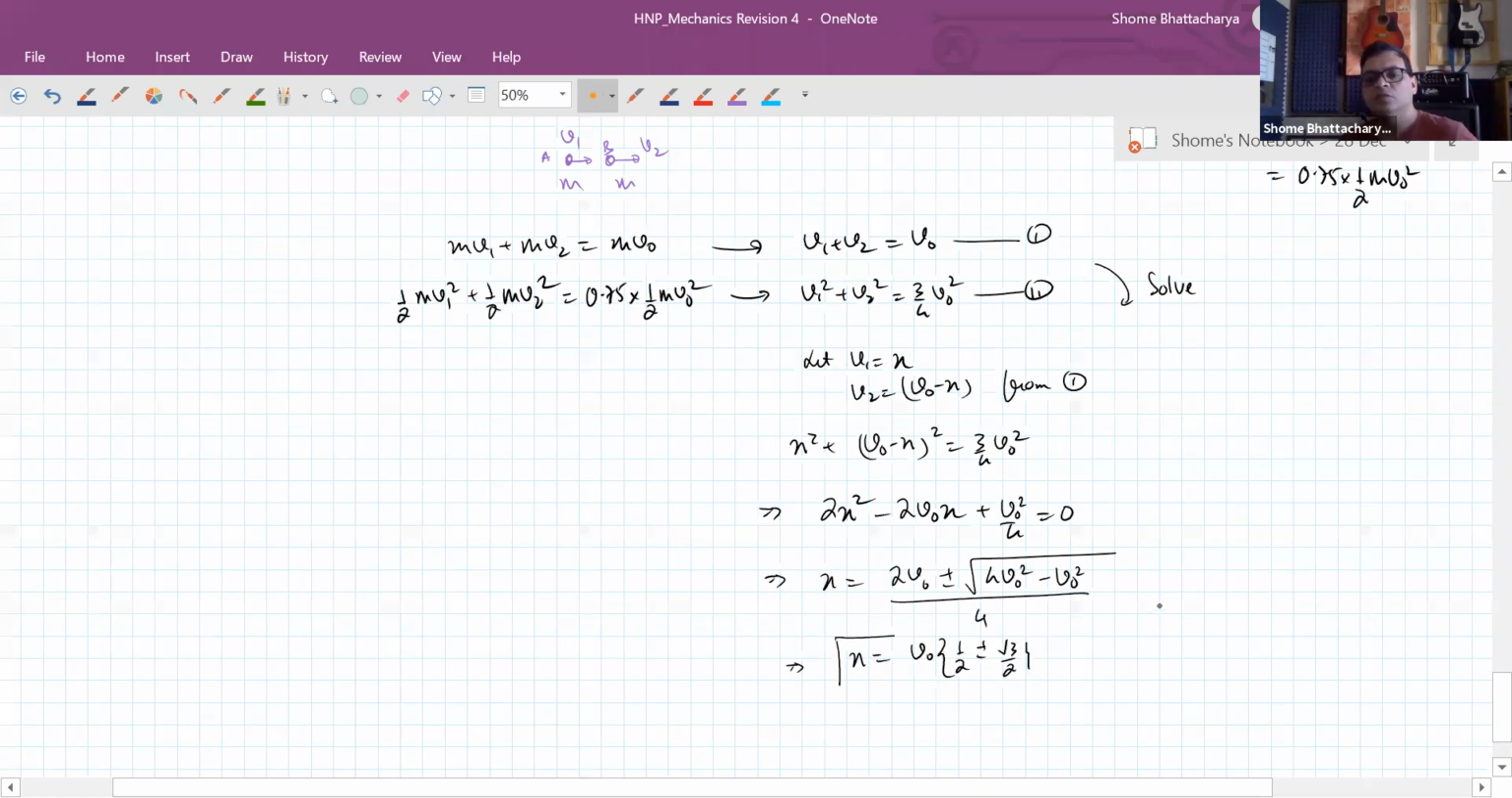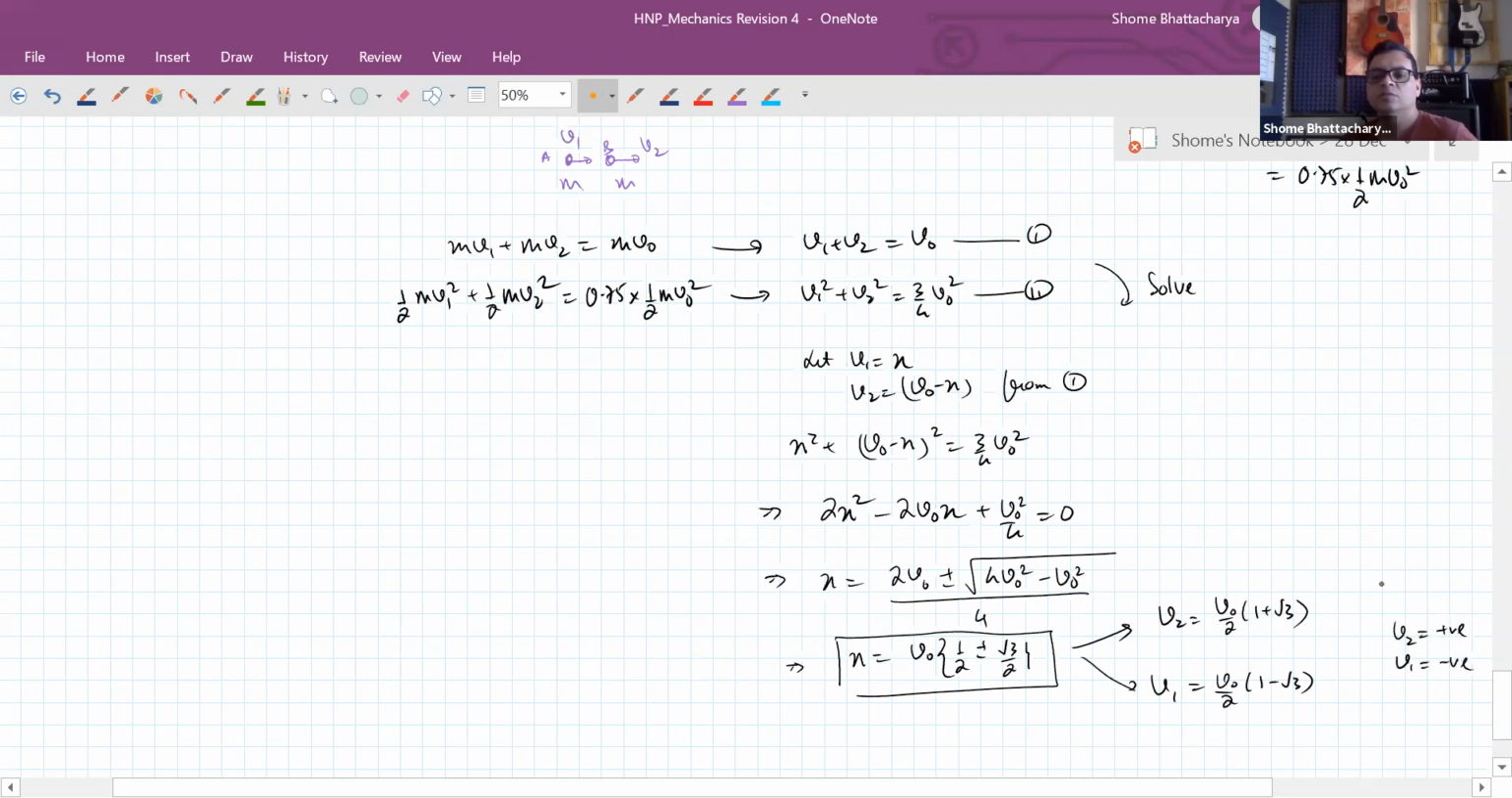One of them will be V2 and that will be the larger one. The other one will be V1, that will be the smaller one because they have to separate after impact. So V2 has to be positive, V1 is the negative one here. Basically V2 has to be greater than V1. So these are the values of V1 and V2. Just check your solution.